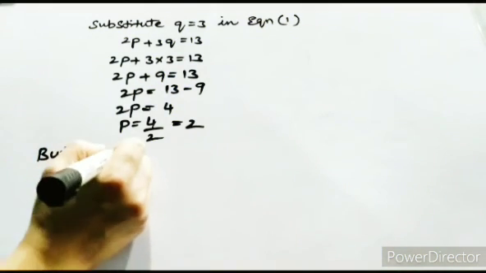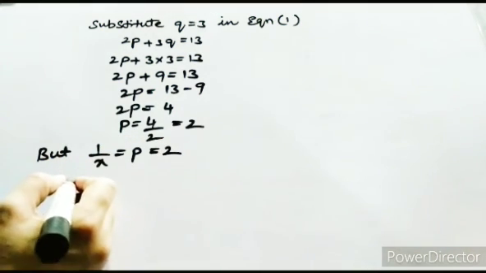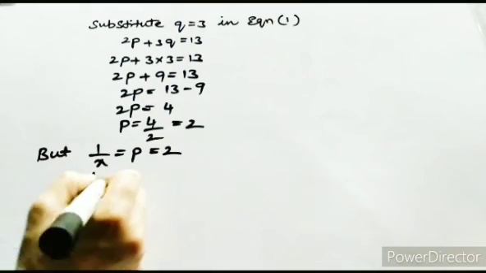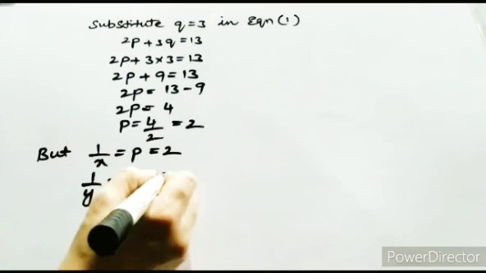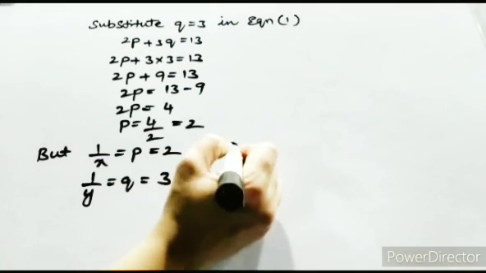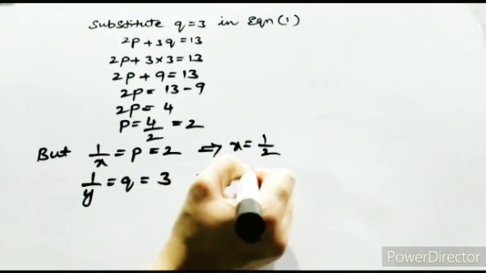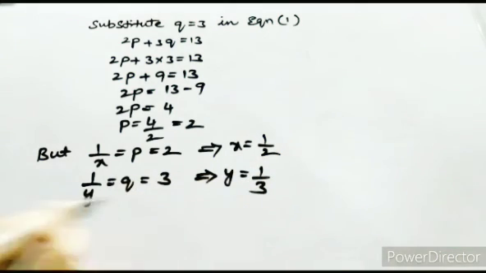But our 1 by x is equal to p. What is the p value? 2. And 1 by y is equal to q. What is your value? 3. So what value will you get? x equal to 1 by 2 and y equal to 1 by 3.